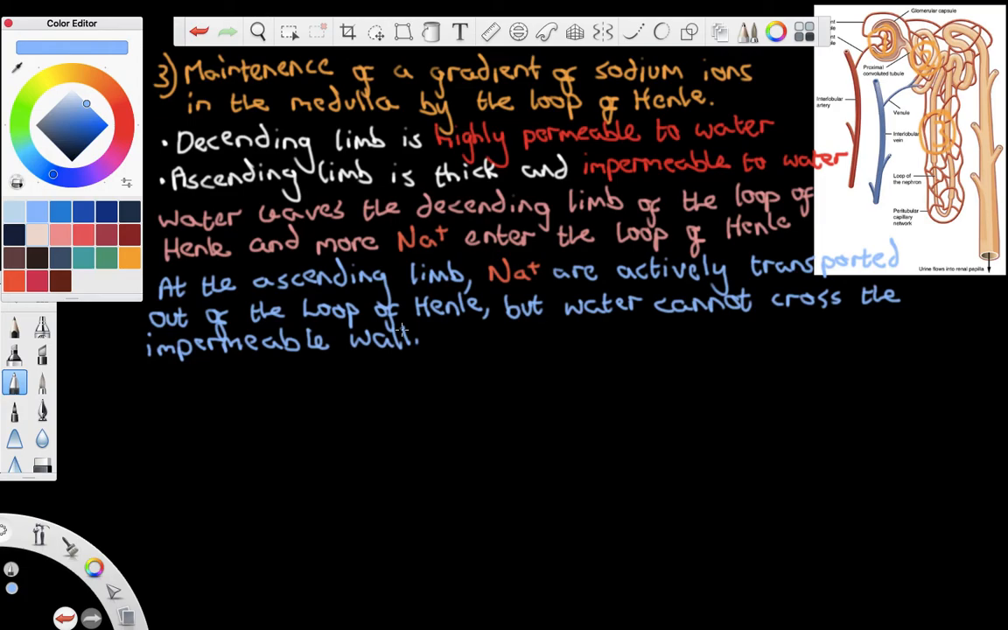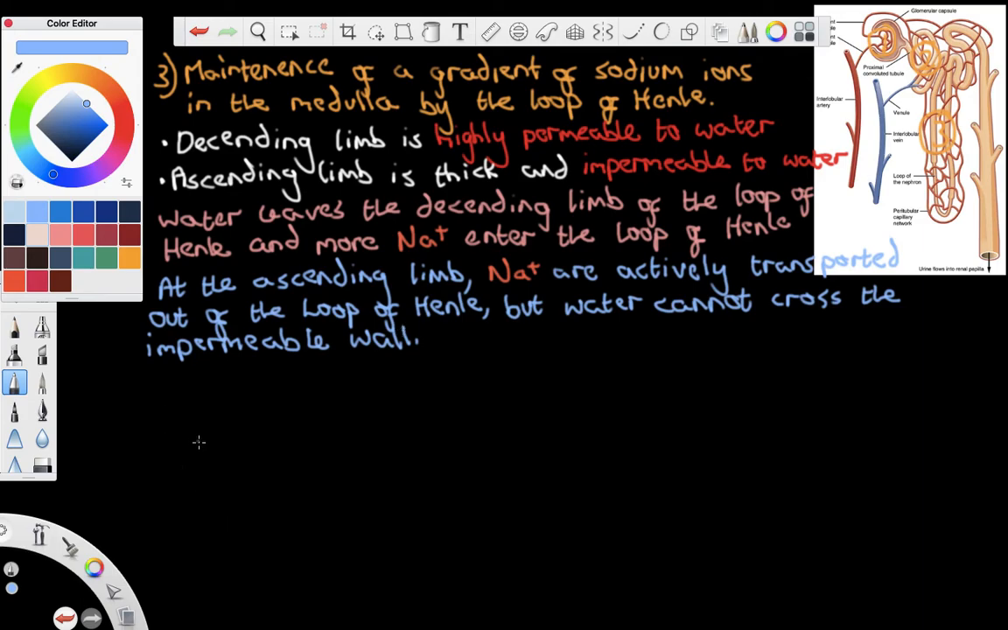By the time the collecting ducts are reached, sodium ions are no longer found inside of the distal convoluted tubule, which we'll talk about in a moment. The important thing to understand is that a sodium concentration gradient is used to remove most water. So we get this countercurrent between the ascending limb and the descending limb.